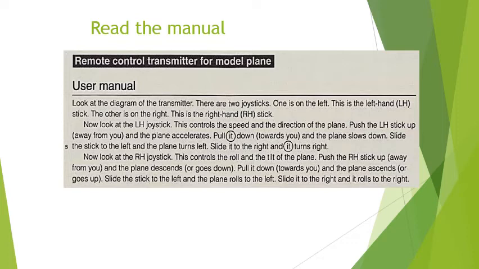There are two joysticks. One is on the left. This is the left hand stick. The other is on the right. This is the right hand stick. So we have two joysticks, the left hand stick and the right hand stick. Now look at the left hand joystick. This controls the speed and the direction of the plane.